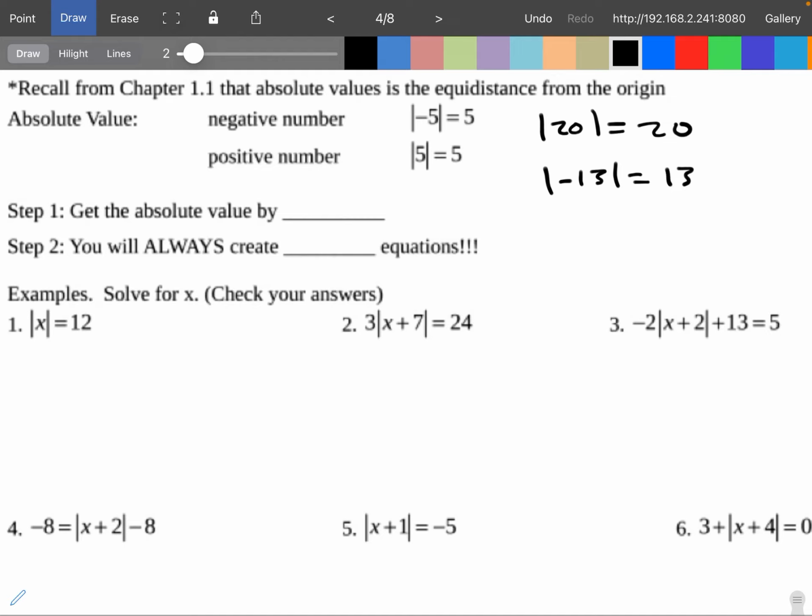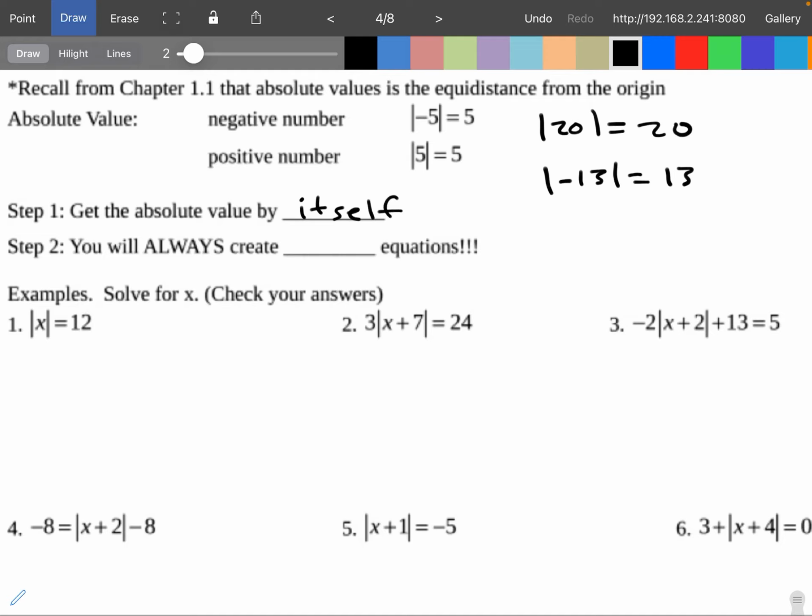Okay? But now we're going to solve some equations where the variable is inside the absolute value symbols. So the first thing we got to do, step 1 here. The first step is it says get the absolute value by itself. That's good. All right, you got to do that first. Okay?